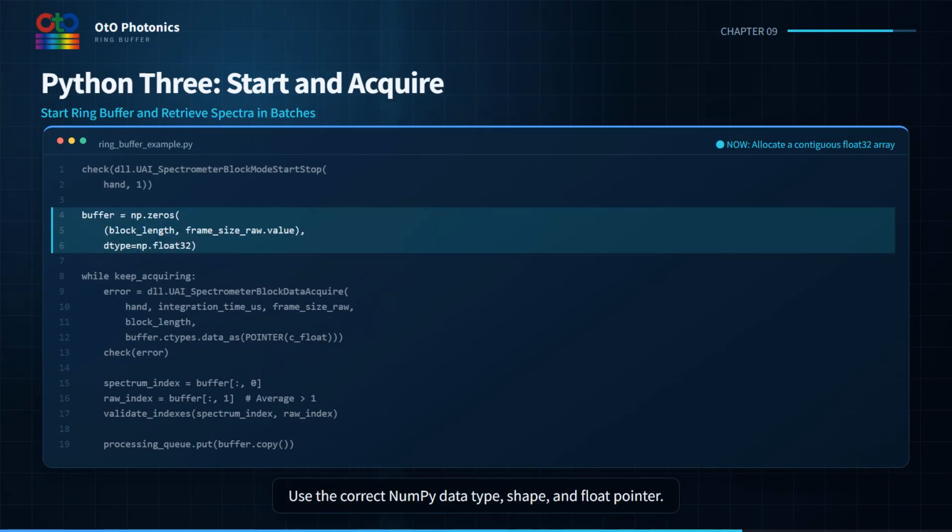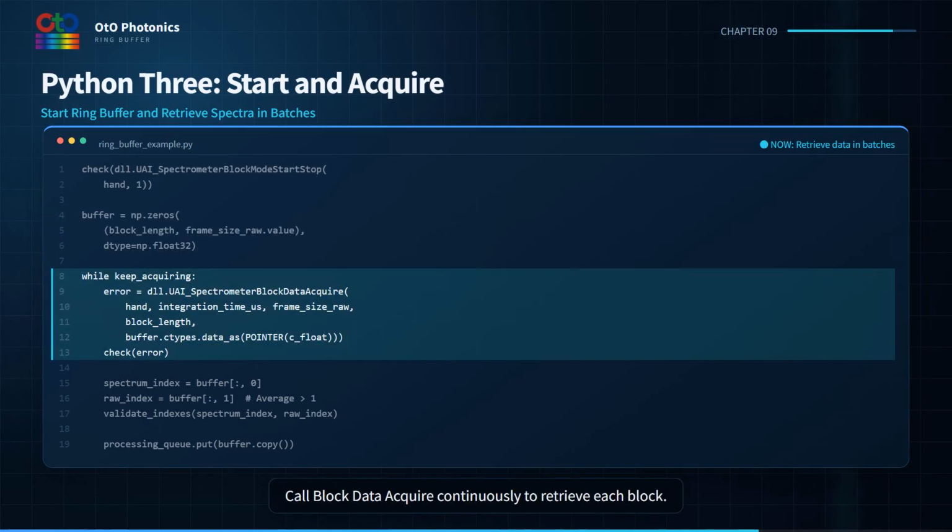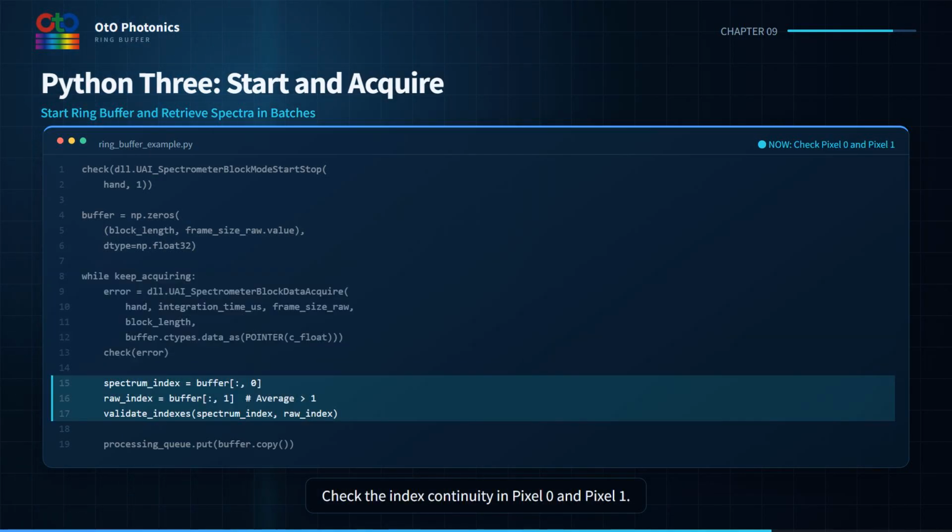The SDK requires contiguous float memory. The NumPy array must therefore use the correct data type and shape before its pointer is passed to the API. Then enter the continuous acquisition loop. Each call to block data acquire retrieves 1 block of spectra from the device. After every acquisition, first check the API return value, and then read the spectrum index from pixel 0.